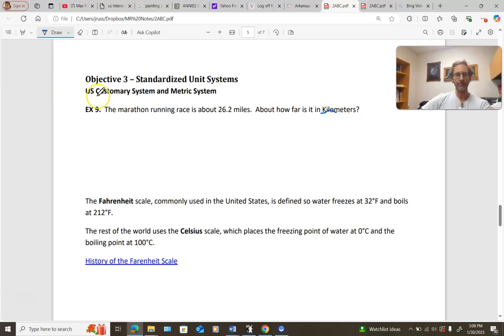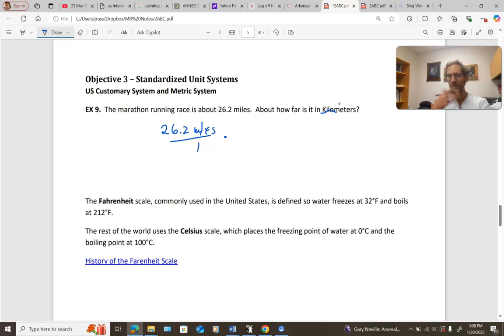But anyway, let's take a look at example number 9 here. So what we want to do is convert the distance of this race, which is 26.2 miles, to kilometers. Okay, so we're going to start like we always do. We're going to say 26.2 miles. We're going to put that over 1, or multiply by our conversion factor.